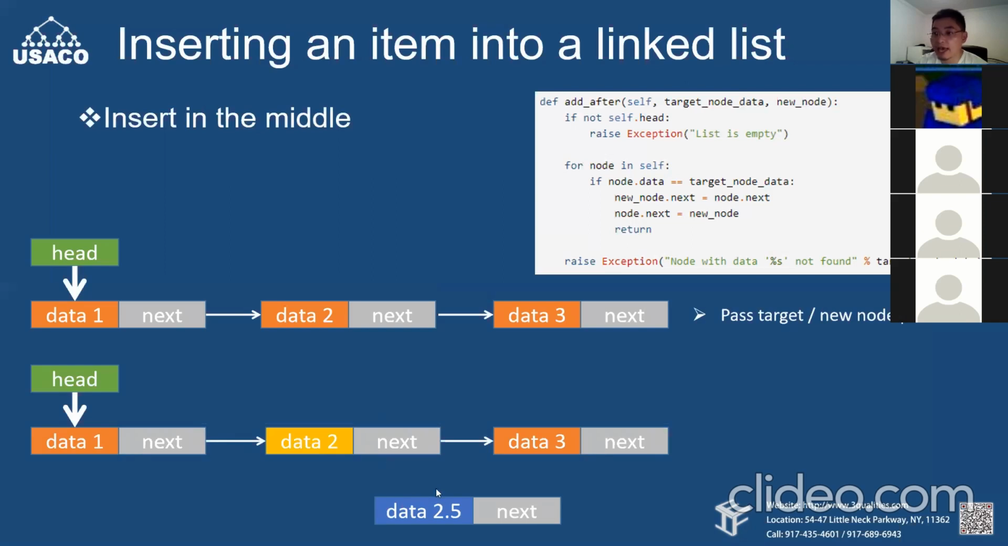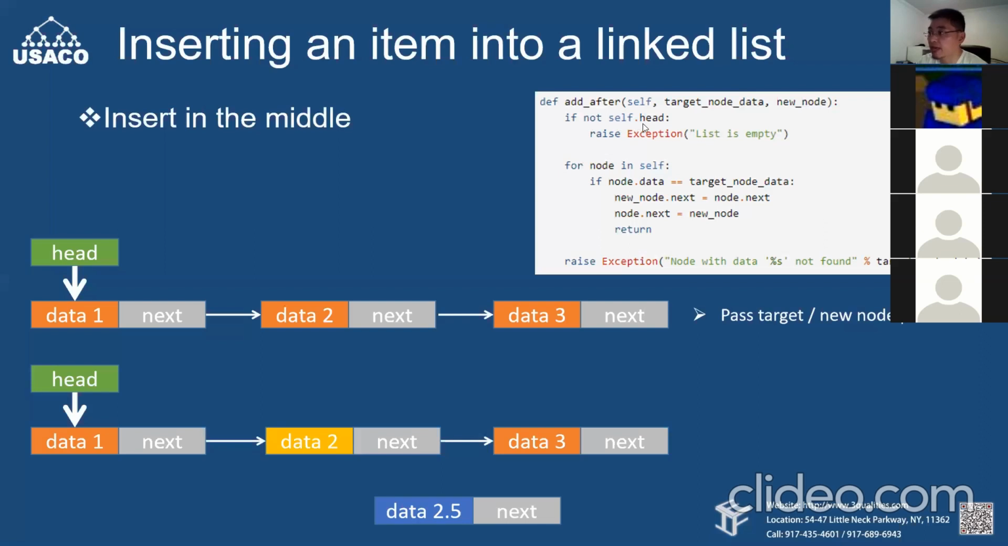I want to add a new node called 2.5, after data 2. Data 2 is my target node. It's telling me the position, or after whom, you want to insert a new node. And data 2.5 is my new node. Now let's take a look at the code line by line.